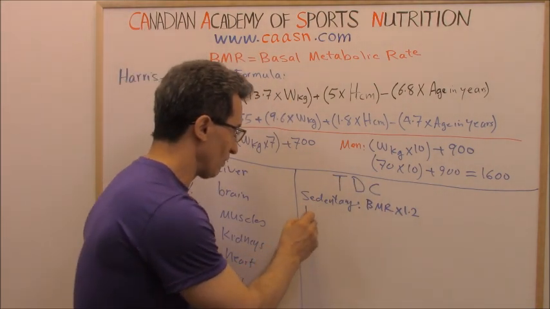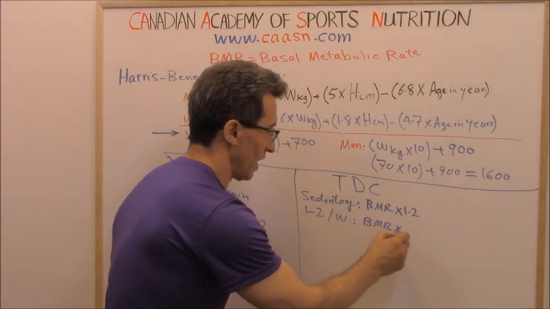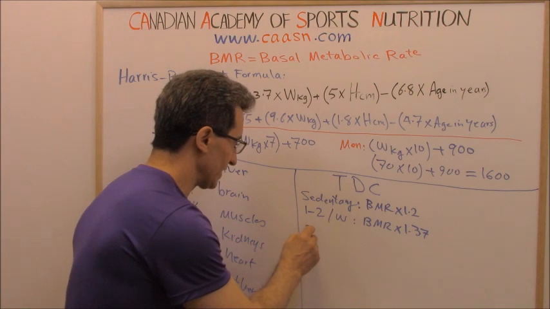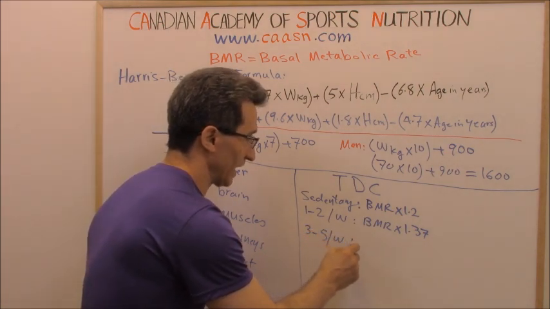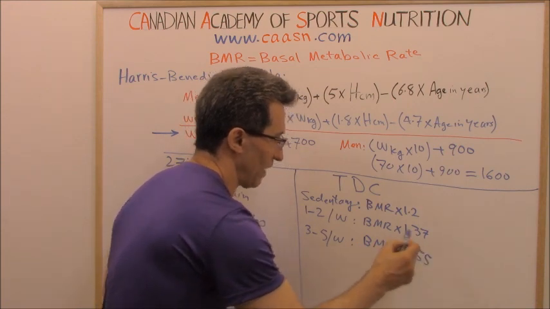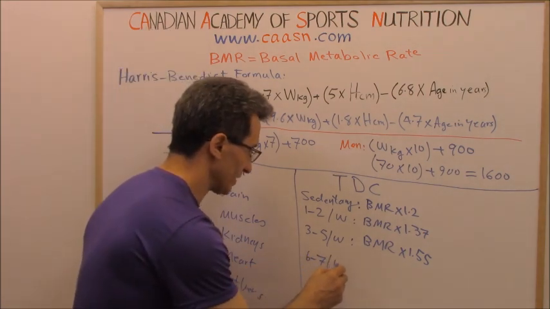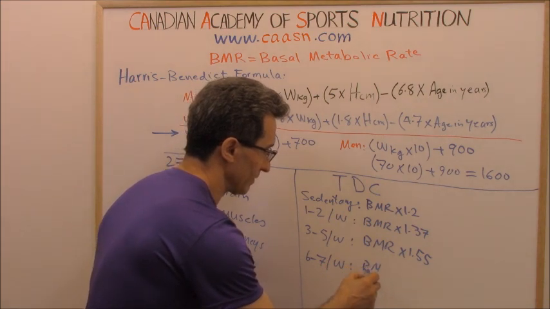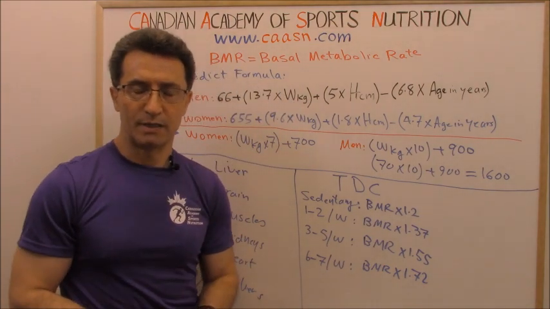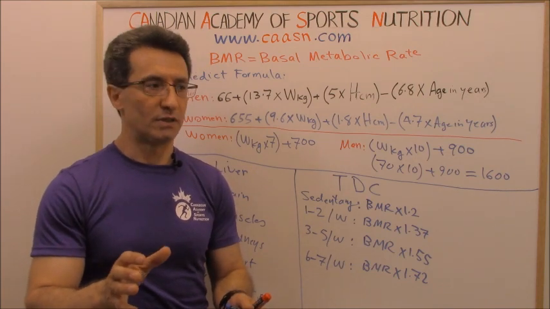If you are exercising 1 to 2 times per week, your BMR times 1.37. If you are exercising 3 to 5 times per week, like me, your BMR times 1.55. And if you are exercising 6 to 7 times per week, your BMR times 1.72. And sometimes people and athletes, they are very active, they are exercising more than 7 times per week.